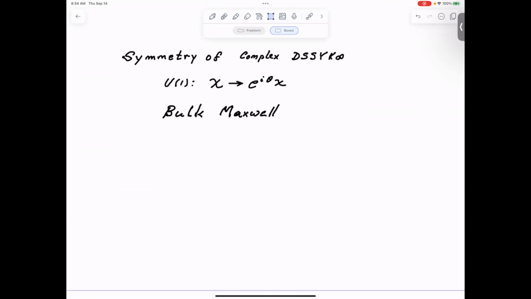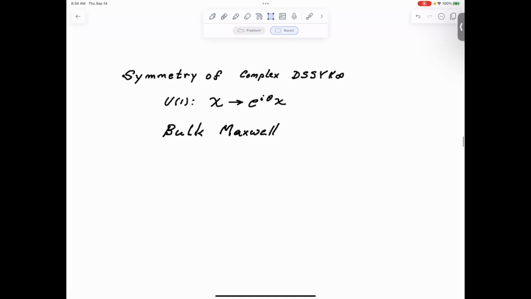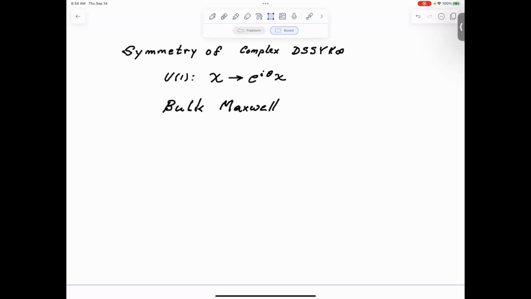All right, to understand that confinement phenomenon, let's talk about the symmetries of DSSYK infinity. Confinement is, of course, associated with symmetries. It's associated with gauge symmetries. We say the things which are not confined are the singlets in ordinary gauge theory.